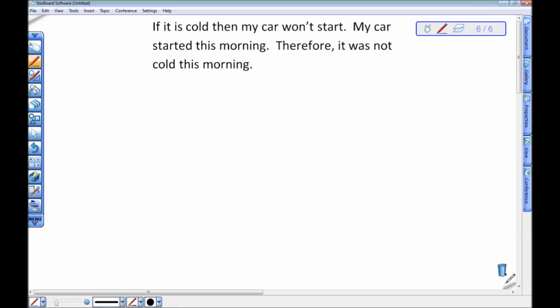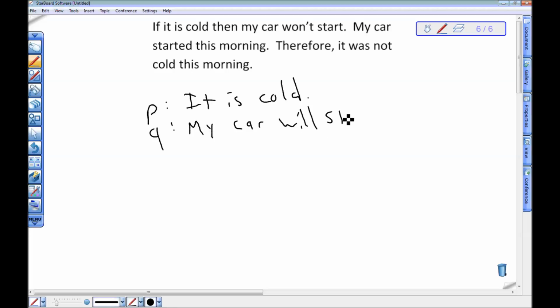If it is cold, then my car won't start. My car started this morning, therefore it was not cold this morning. So I can symbolize this argument. Well, first I'm going to need to represent each of my simple statements. So how about P is, it is cold. How about Q is, my car will start. Okay, I think that's everything I need.